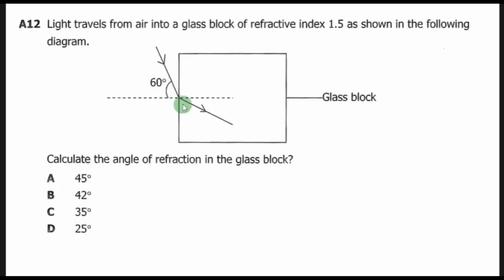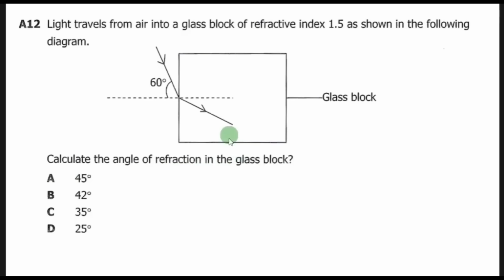Then the angle between the refracted ray, this ray is called the refracted ray, and the normal is called the angle of refraction. So the question says calculate the angle of refraction in the glass block.